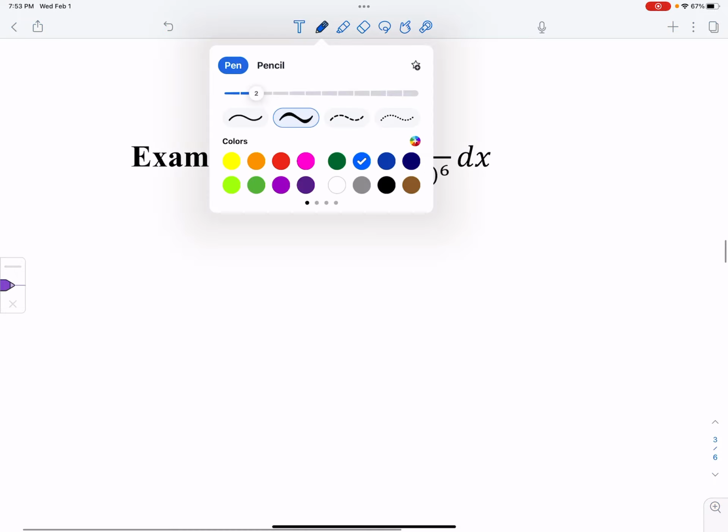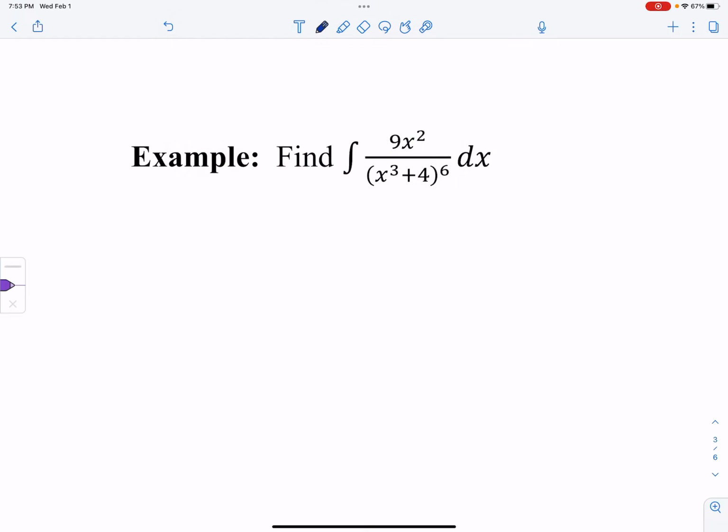Again, if you would like to pause, this one you can do. Let's let u, and I feel like at first, students, when they first start u substitution, they first want to let u equal to that whole denominator. The thing is, the derivative of that whole denominator is going to be pretty complicated, and you would only have the 9x squared left. So instead, let's let u equal to x cubed plus 4.